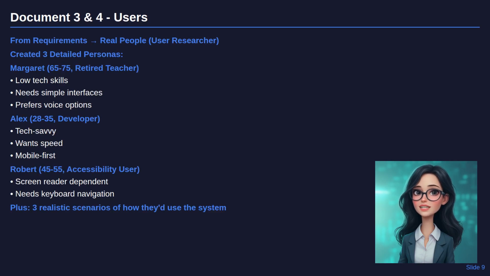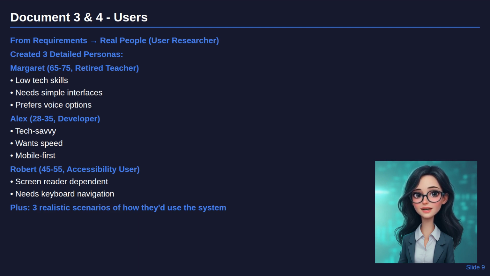The user researcher created 3 detailed personas that represent real users. Margaret Thompson, age 65 to 75, retired teacher with low tech skills, who needs simple interfaces and might prefer voice options. Alex Rodriguez, 28 to 35, software developer who's tech savvy, wants speed and expects mobile-first design. Robert Kim, 45 to 55, administrative assistant who depends on screen readers and needs full keyboard navigation.